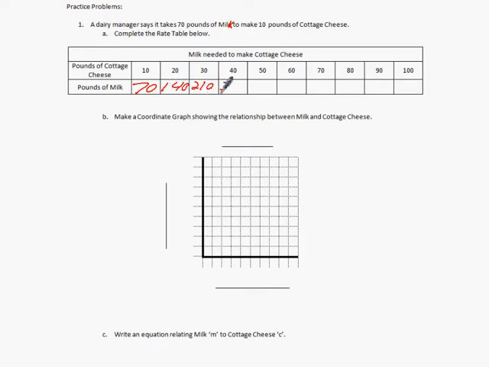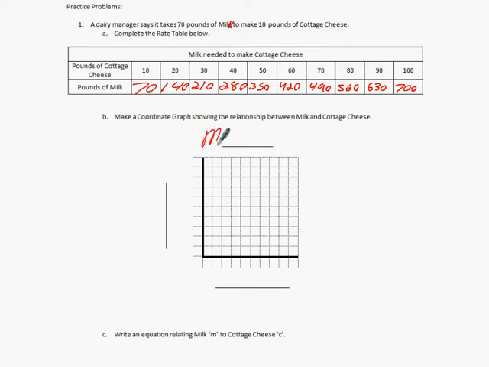140, 210, 280, 350, 420, 490, 560, 630, 700. Make a coordinate graph showing the relationship between milk and cottage cheese.